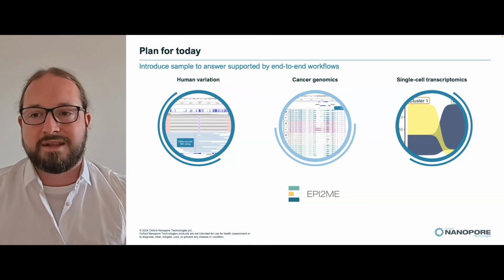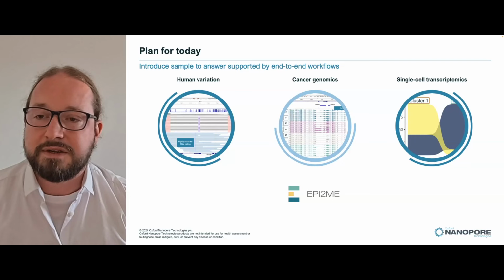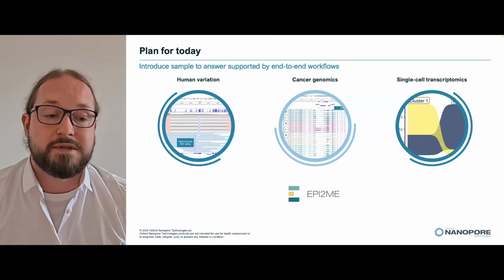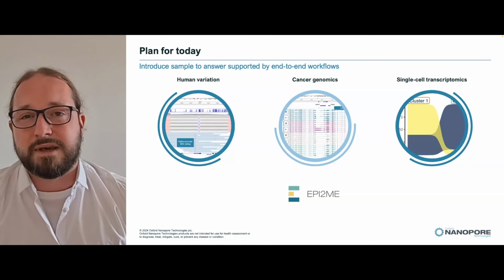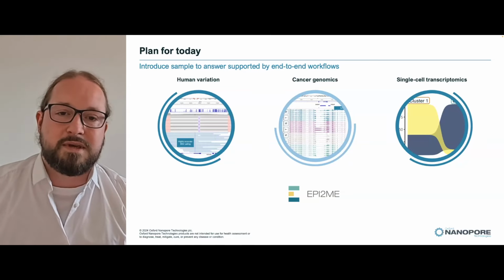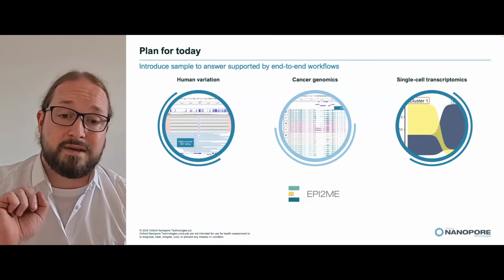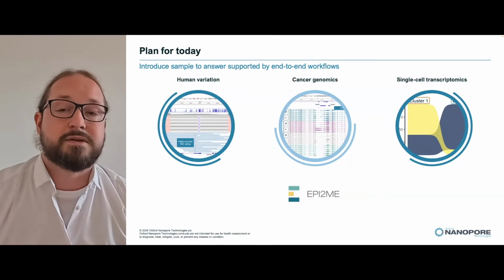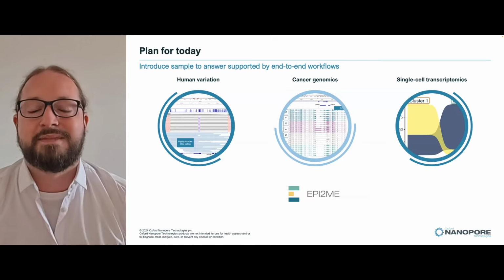Mainly I'll be looking at what I put here as human variation, which would be germline, whole genome, human genome sequencing. So use cases like rare disease or population genomics. But then in the end, I just want to give you a brief glimpse at what Nanopore can do in terms of cancer genomics and single cell transcriptomics as well.